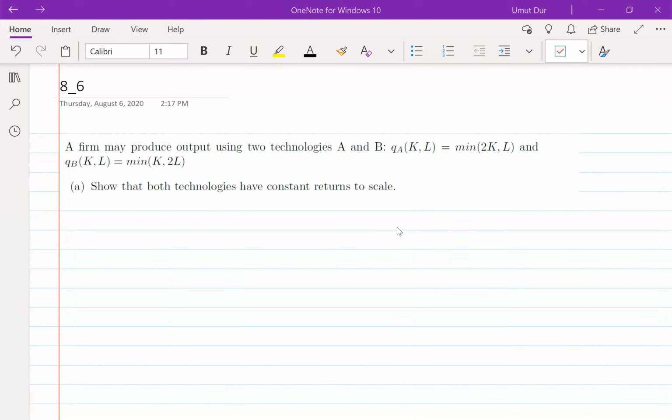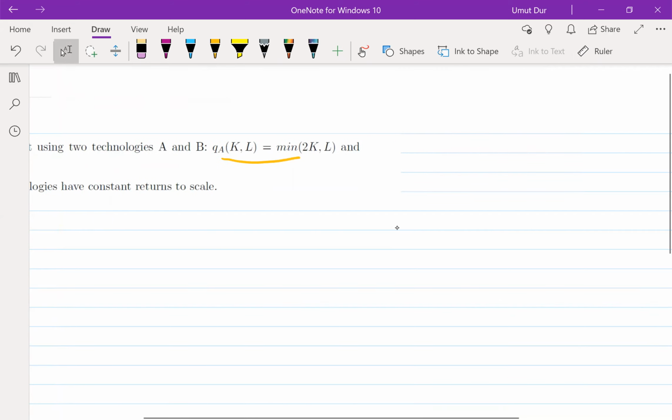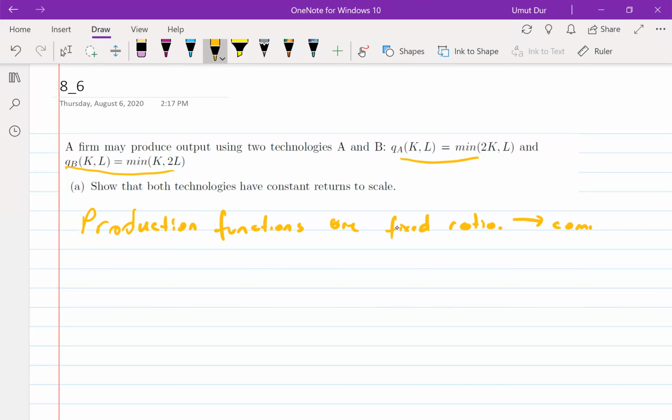The first one is on the production chapter, and here we have a firm and it has two different technologies. The first technology is Q_A(K,L) equal to the minimum of 2K and L, and the second one is Q_B(K,L) equal to the minimum of 2K and 2L. Here the production functions are fixed ratio ones, that we covered in the class, and these are very related to the perfect complements.